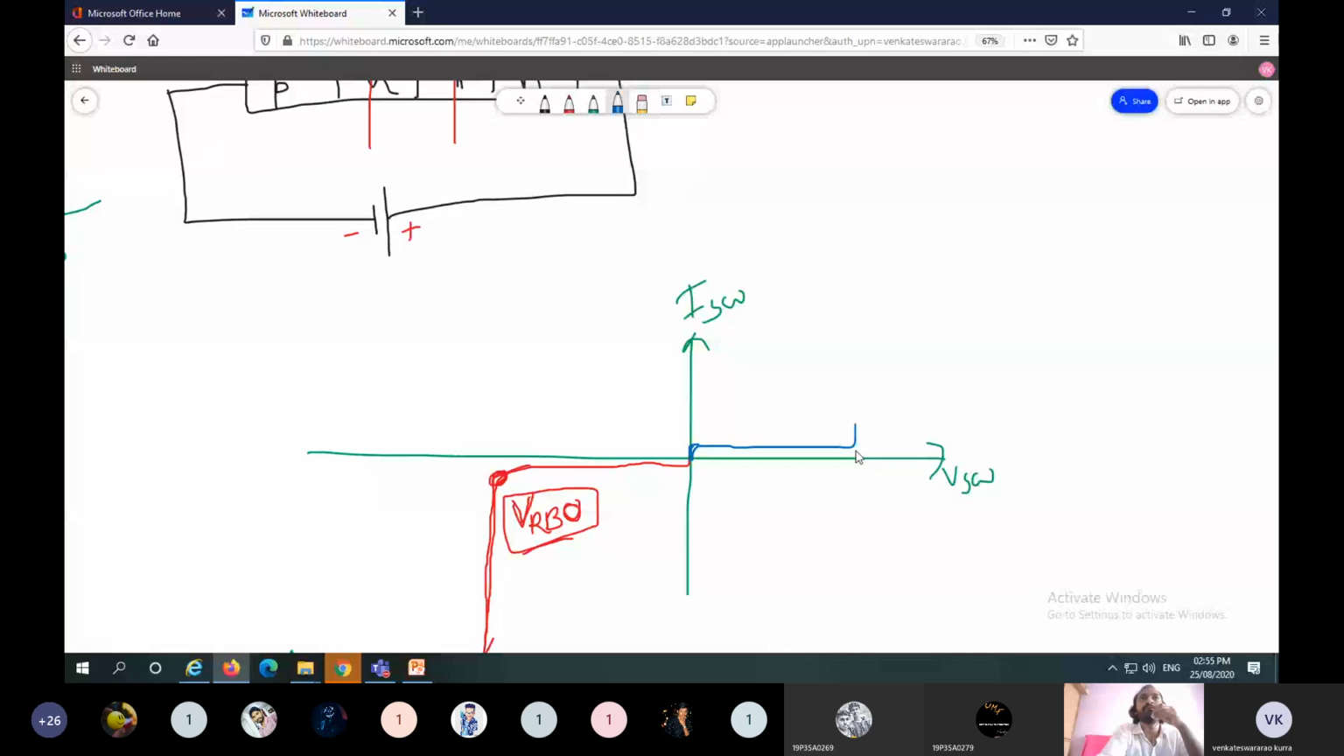This one is VBO, the forward breakover voltage. If the voltage is increased beyond VBO, the device gets turned on. If the device turns on, the voltage across the switch, under short circuit condition, is 0. So the voltage drops like this and current increases like this.